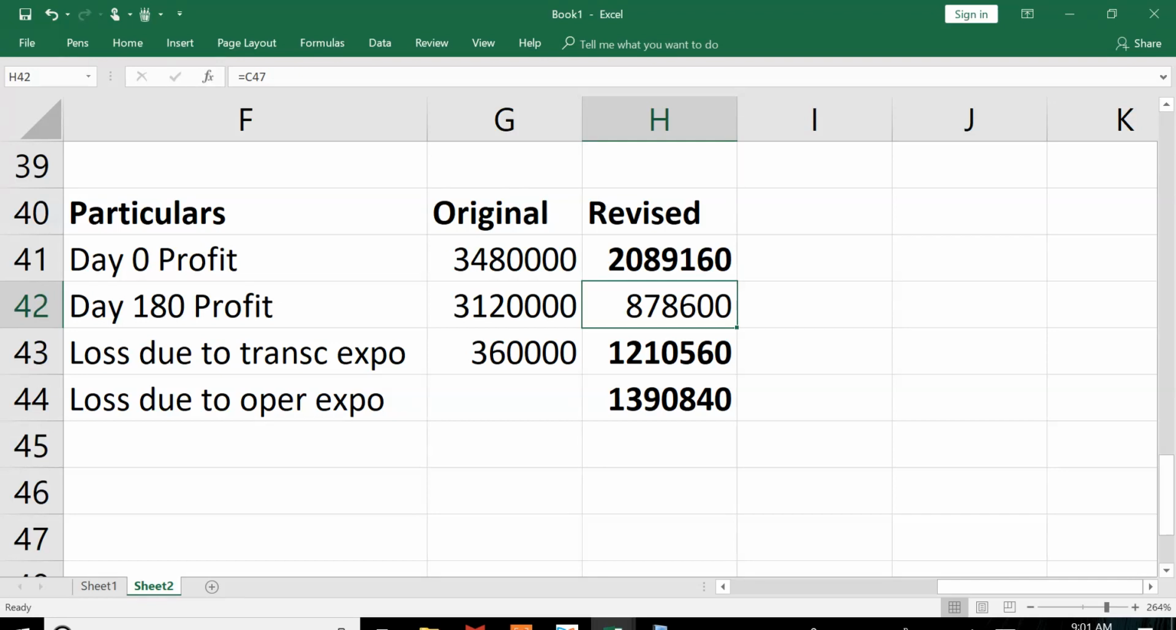Transaction is currency movements. Operating is changing the price, changing the units sold, changing the purchase price. All of that will get factored into your operating exposure. Clear? Any doubts on this? Please complete this. We'll take a break of 30 minutes.